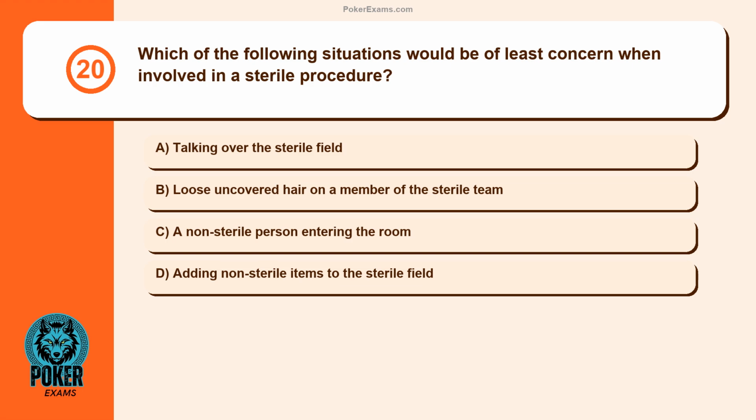Question 20. Which of the following situations would be of least concern when involved in a sterile procedure? Talking over the sterile field, loose uncovered hair on a member of the sterile team, a non-sterile person entering the room, adding non-sterile items to the sterile field.